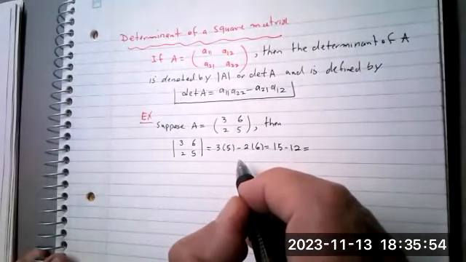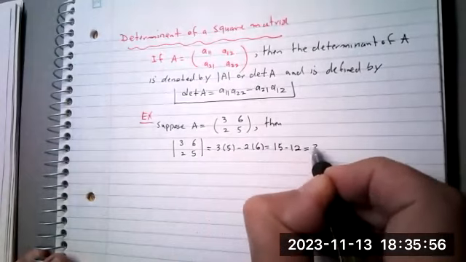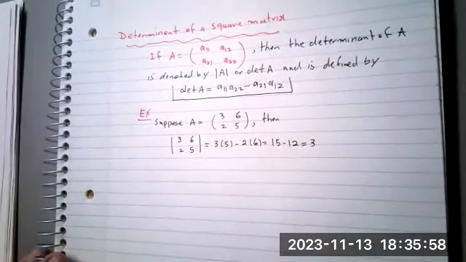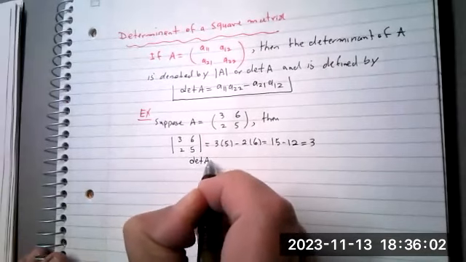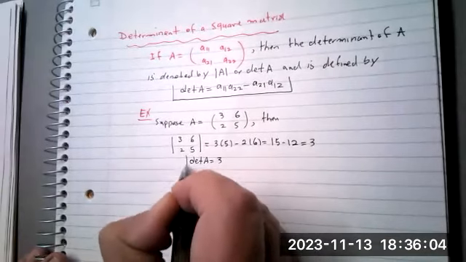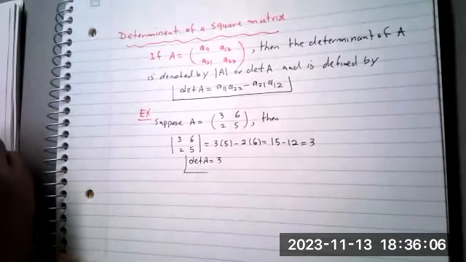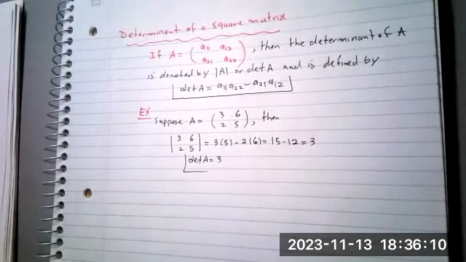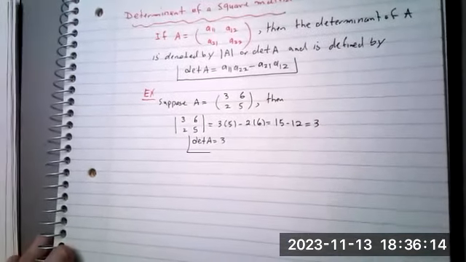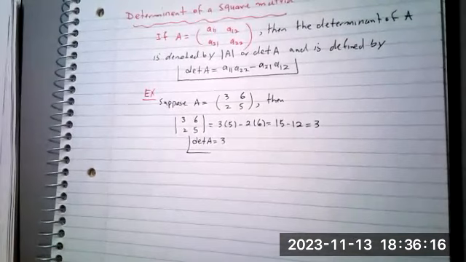So that gives you 3. So the determinant of your matrix is 3. Determinant of A is equal to 3. There are some properties of the determinant, but we don't need them, so we're not going to talk about them. We can talk about it quite a lot. So that would be the determinant of the matrix.